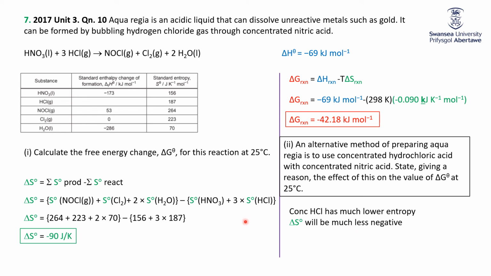And if delta S is less negative or more positive, delta G will be more negative, because as delta S becomes better, so does delta G become better. Delta S becoming better means becoming less negative or more positive. Delta G becoming better will be more negative.